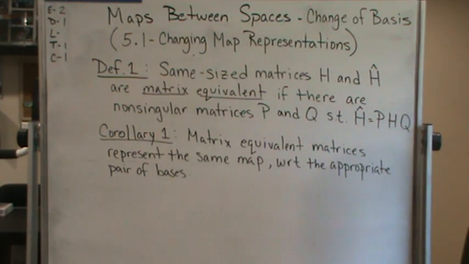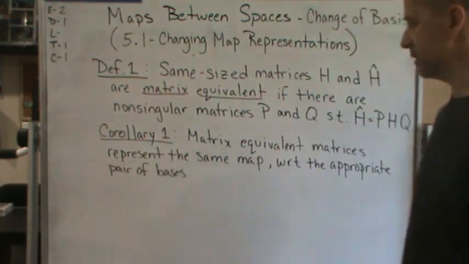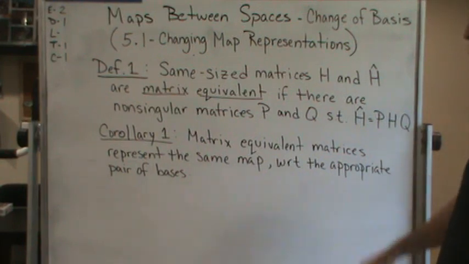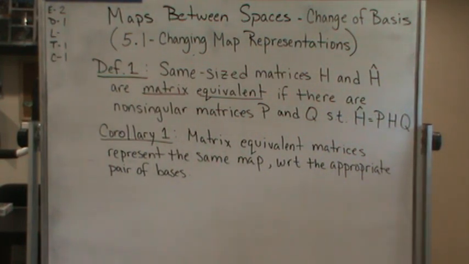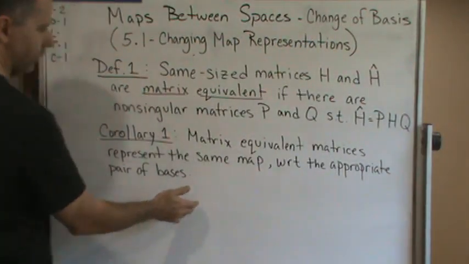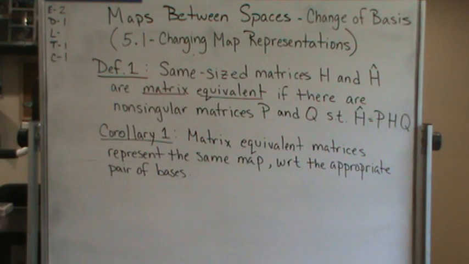Okay. Now the corollary says this: matrix equivalent matrices represent the same map with respect to the appropriate pair of bases. Now the proof of this is evident from the equation that we saw in Theorem 1. So if you go back to Theorem 1, that equation is basically the proof of the result of corollary 1. Okay, so just to be reminded.